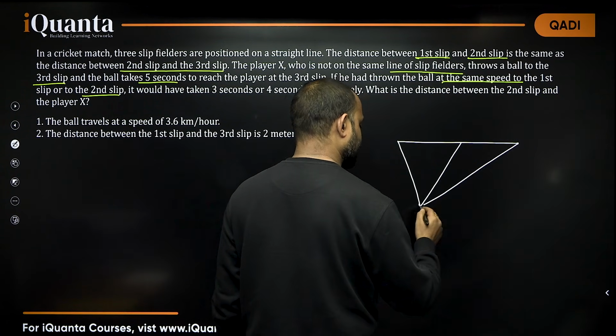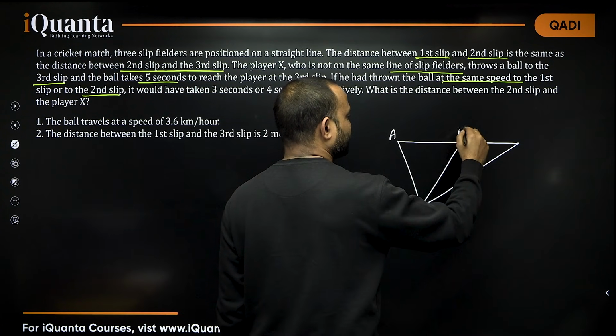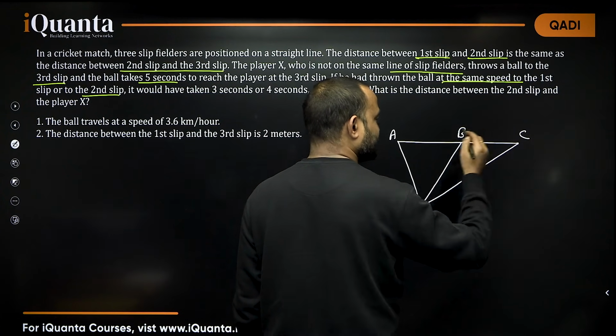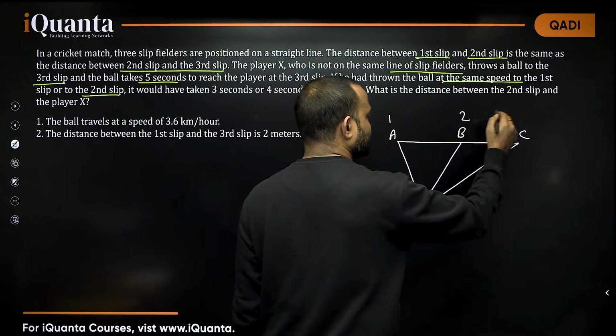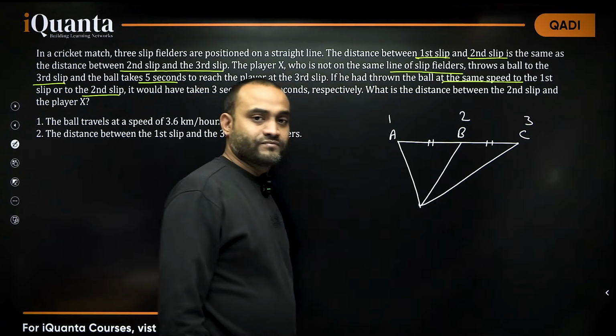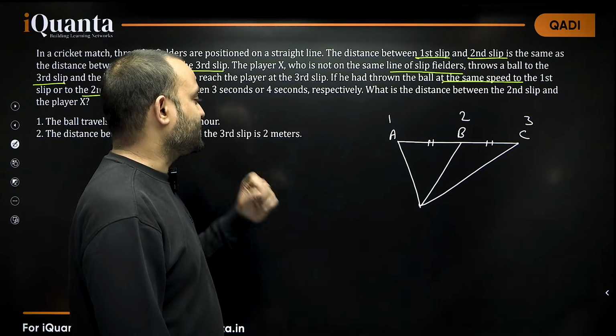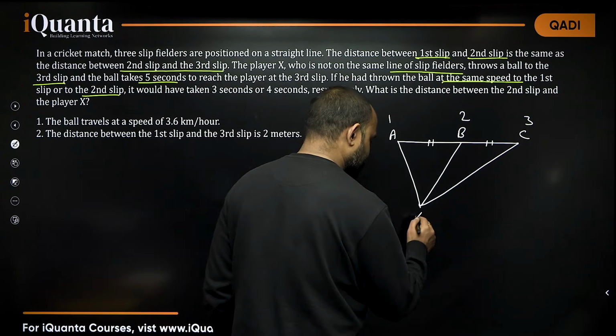So we can say this is the first slip. Let's say this is point A, this is point B, and this is point C. The first slip is here, the second slip is here, the third slip is here. The distance between the first slip and second slip, and the distance between the second slip and the third slip is equal, and there is player X, right?